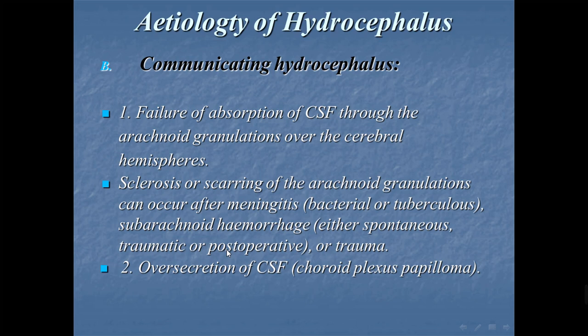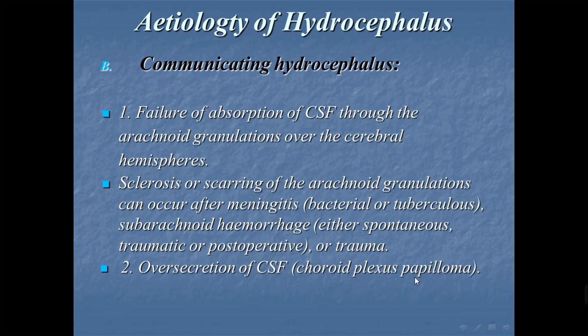The other case in which we get communicating hydrocephalus is oversecretion of CSF. This is caused by a tumor of the choroid plexus called choroid plexus papilloma. In this case, there will be overproduction. You know that normal production of CSF is 450 cc per day. If there is a tumor of the choroid plexus, the secretion will be more than 450. For example, 500 cc, then 600, 700, 800, 1000.